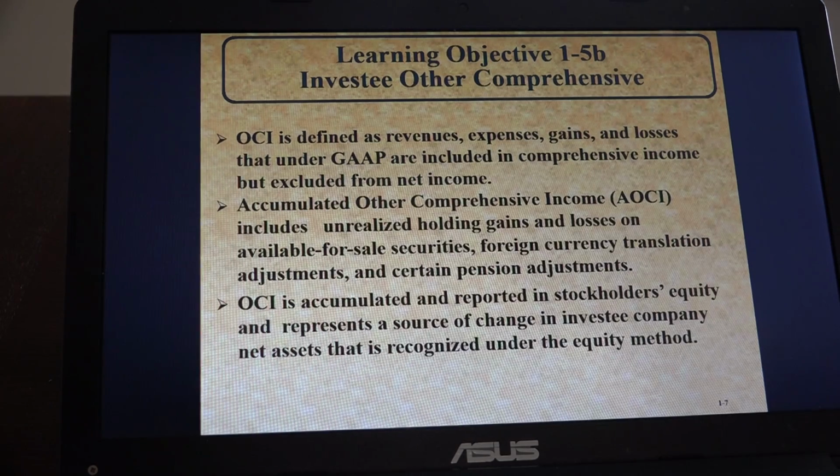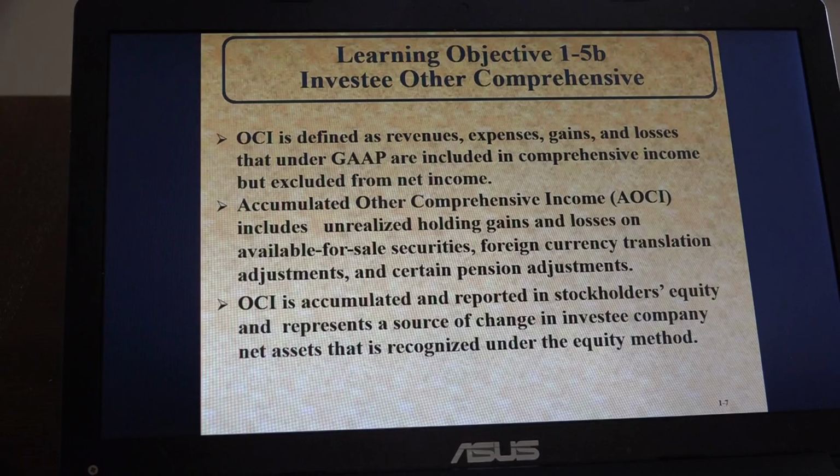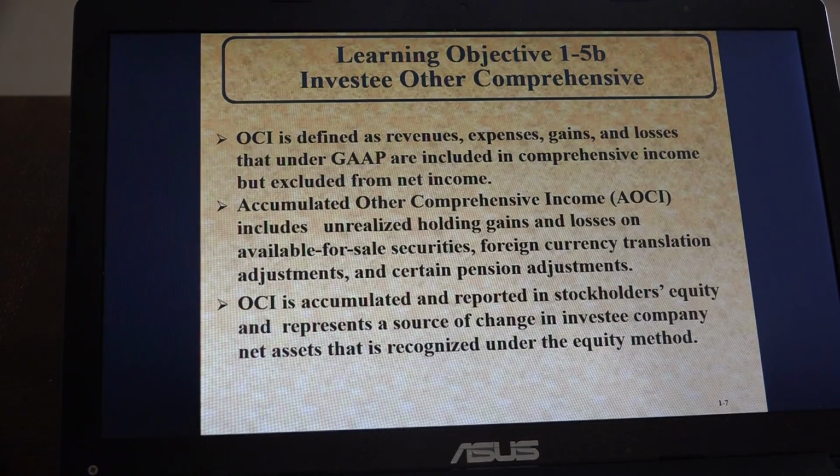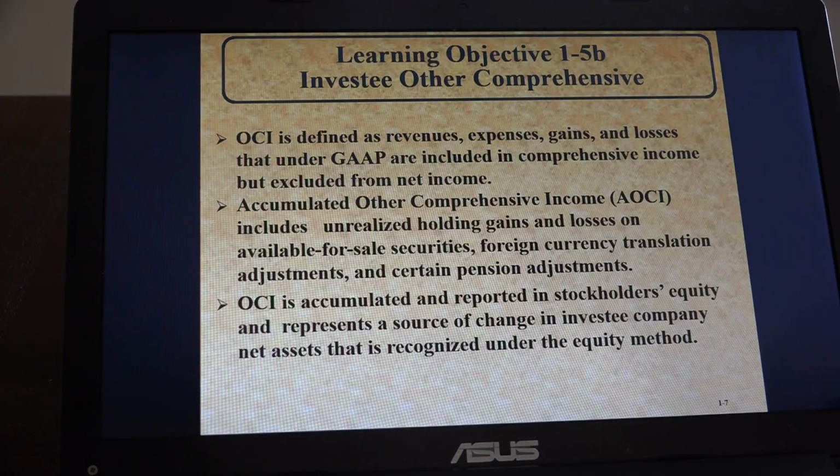All right, moving on to other comprehensive income. Not all income is included in net income. And so when an investee company has other comprehensive income, that has to be reflected by the investor company.